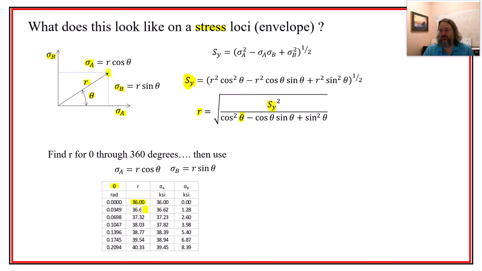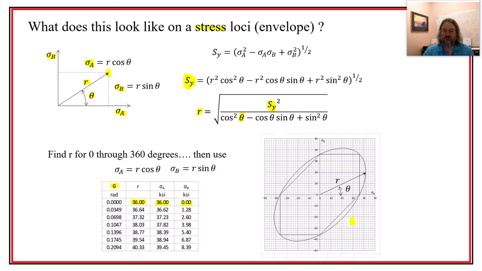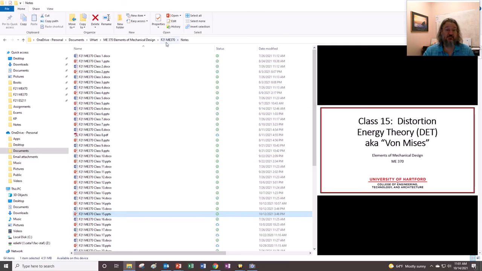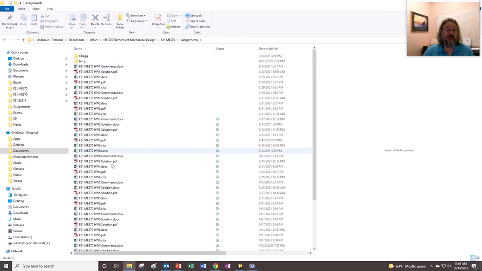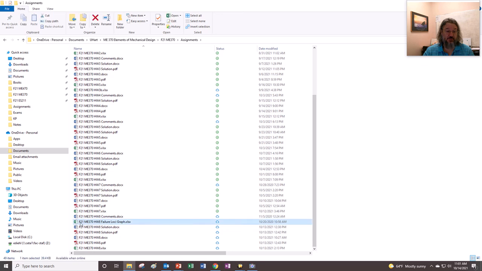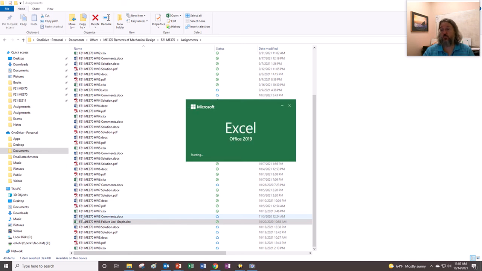by the way, this is for A36 steel. The yield strength is 36 ksi right here. So I can find at each of these angles, and that really just plots this way around here. It plots all the way around this thing, and we're able to get it. I've provided that to you in the assignments. You have something called the failure loci graph in Excel, and it wasn't hard to make, but I made it for you already.